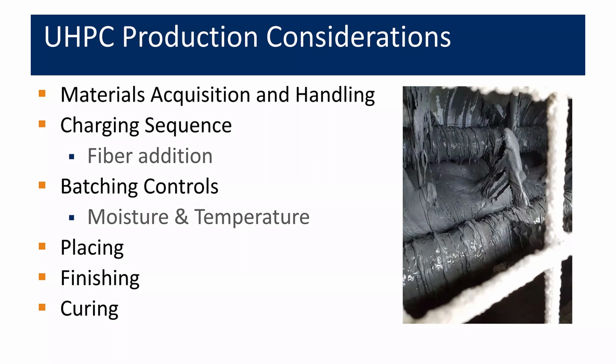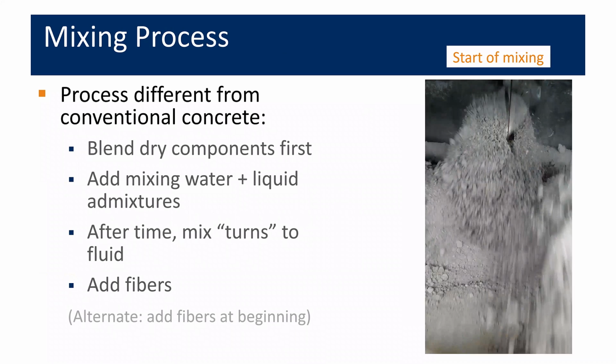Obviously, materials acquisition and handling may be a little bit different if we are talking about different raw materials than conventional concrete. The charging sequence of the mixer, especially handling the fibers, is something that's a little different. Batching controls, two important components for conventional concrete that are even more important for ultra high performance concrete are moisture and temperature. And then placing, finishing, curing are all handled just a little bit differently. And I'll get into each one of these here.